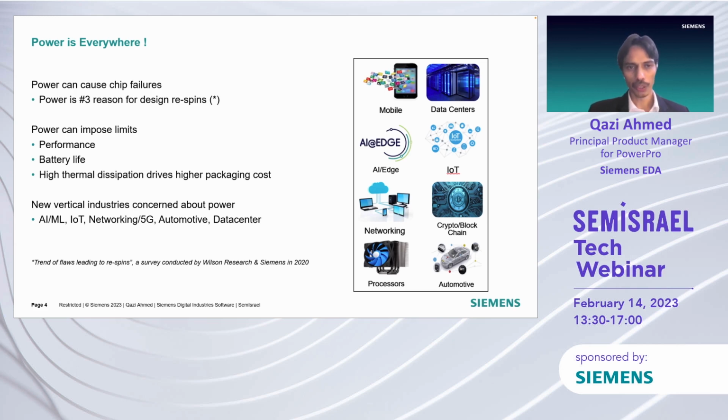Power can also cause other problems, for example, respins. In a survey conducted by Wilson Research and Siemens in 2020, it was found that power was the #3 reason for chip respins. Power can cause other problems. For example, power can impose limits on your performance. It can reduce the battery life of your devices, and it can result in high thermal dissipation, which can drive your packaging costs higher.